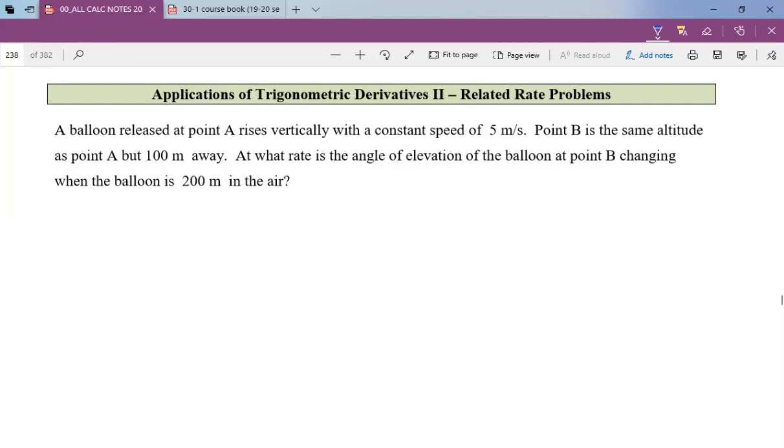This starts off by saying a balloon's released at point A, rises vertically at a constant speed of 5 meters per second. Point B is at the same altitude as point A, but 100 meters away. So let's draw it. A is right here. B is at the same altitude. It's 100 meters away. So let's call this 100 meters. We've got a balloon that's going up from A at a constant speed.